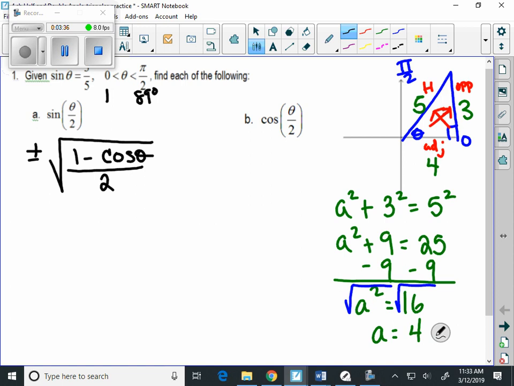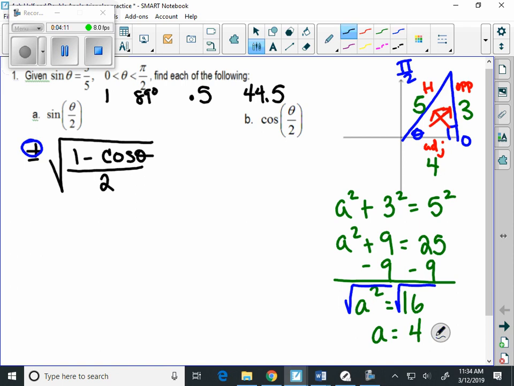And if we cut 1 in half, we get 0.5. If we cut 89 in half, we get 44.5. Well, 0.5 is in quadrant 1. 44.5 is also in quadrant 1, which means that we're going to have a positive value for both of the answers here on A and B.